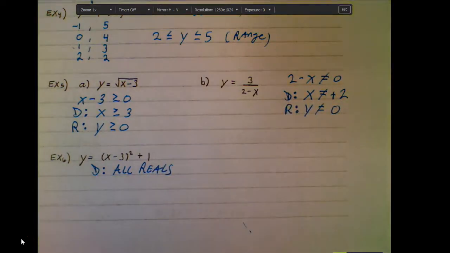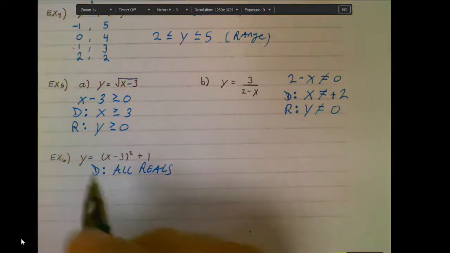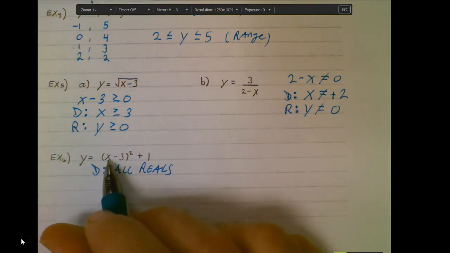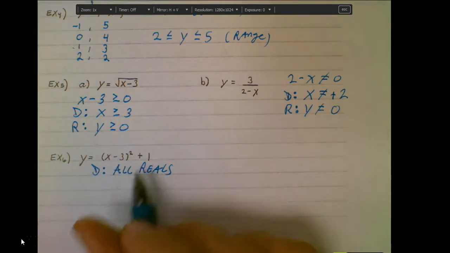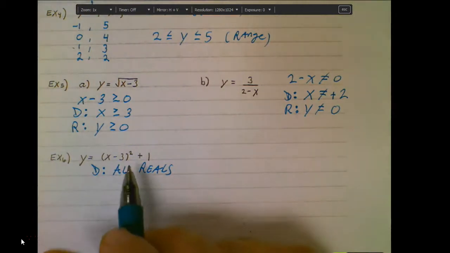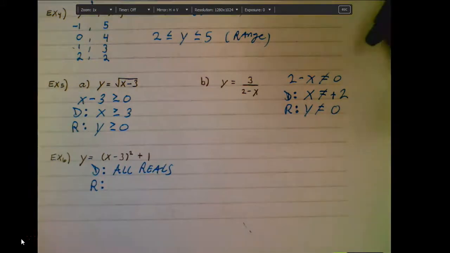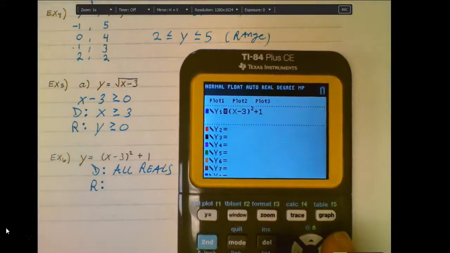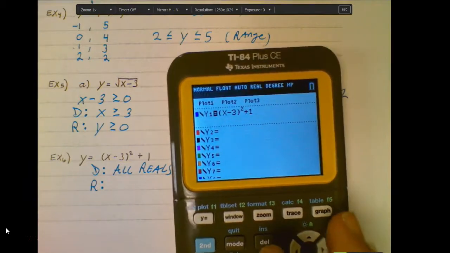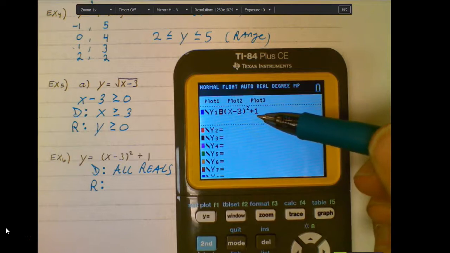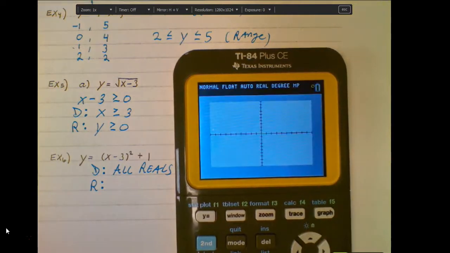For the domain. But as far as the range goes, keep in mind that as I plug in any number right here, I'm going to square those and then add 1. And so the range, and this is best if I show you from the graph. So if you take a look at this function, so remember we're going to have a vertex on this parabola right here at 3, 1, and that's going to help me determine my range.